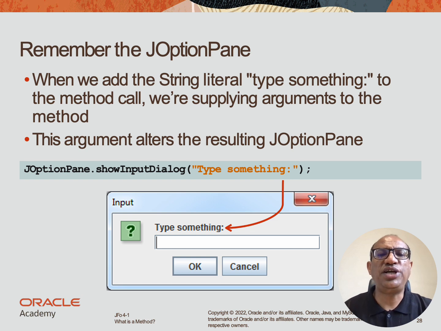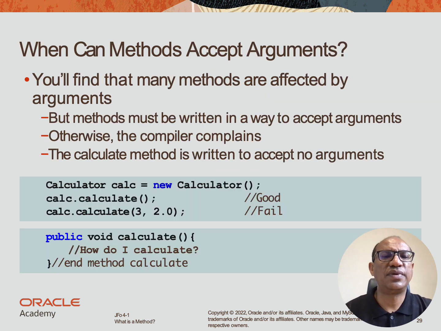Remember, JOptionPane.showInputDialog. That's a method too, and it uses an argument to customize its prompt. Arguments change what a method does. But not all methods accept arguments unless they are written to. If a method expects no arguments and you give it one, Java is going to complain.